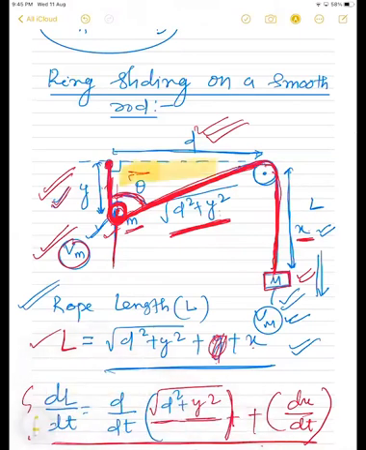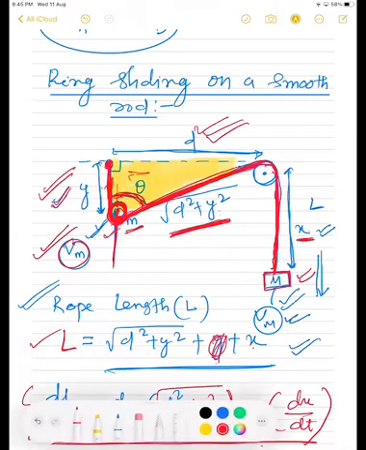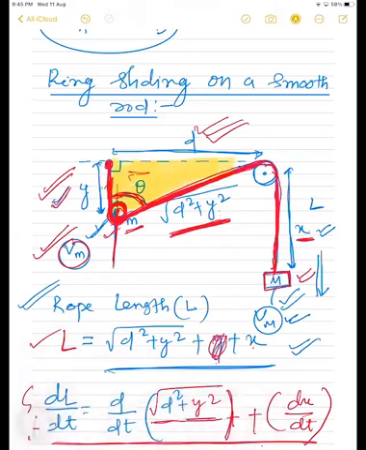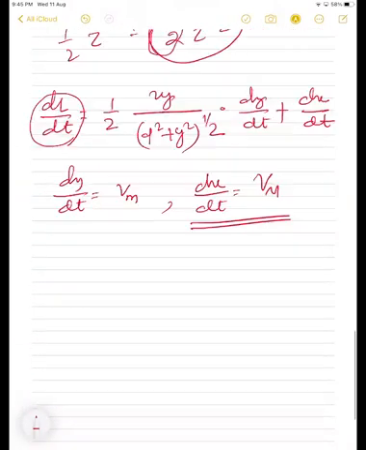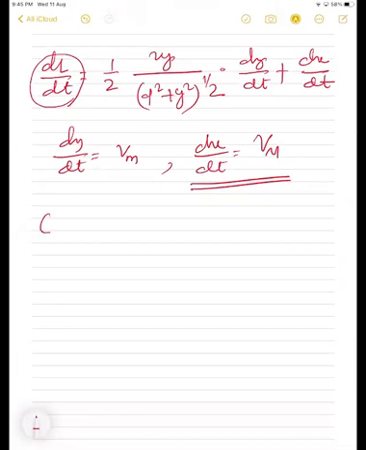This is a right angle triangle, correct students? If this is theta, then cos theta is equal to b by h. What is b? It is y. And what is h? It is the square root of d square plus y square, correct? So here you can write cos theta is equal to b by h, that is y by the square root of d square plus y square, right?